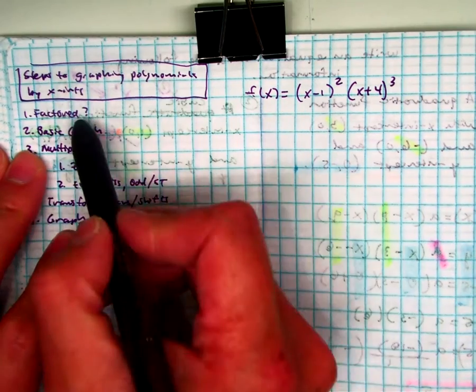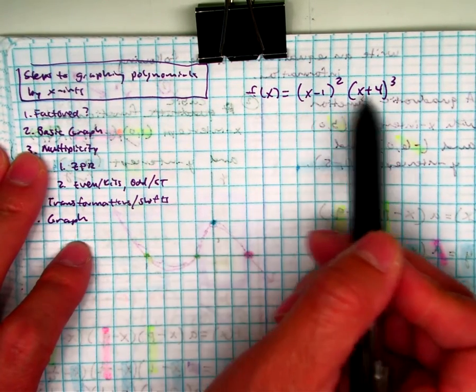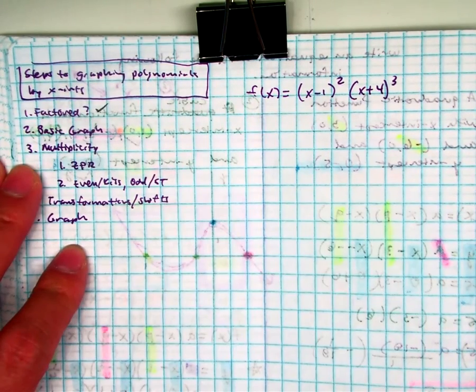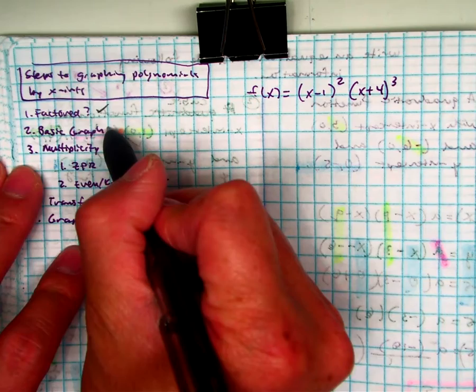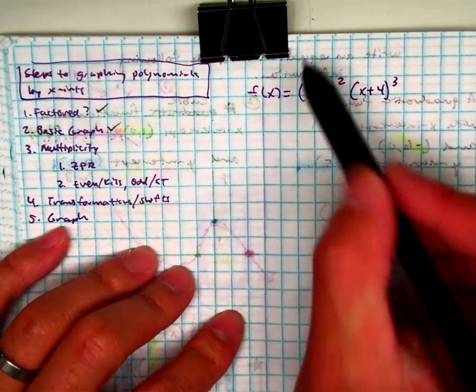Question: is it factored? Yes, it is factored. I know it's factored because it has parentheses. Okay, next thing, basic graph. Well, a basic graph is looking at the exponents.